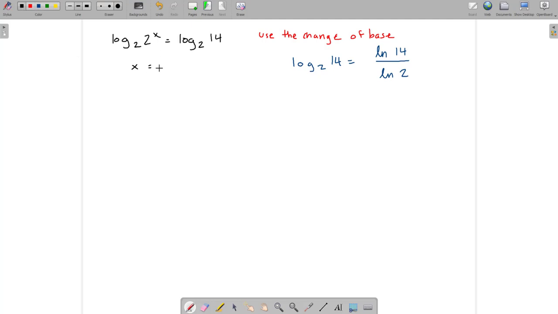Alright, so that's what we have on the right hand side. X equals natural log of 14 over natural log of 2. And we have a natural log button on our calculator, so we can go ahead and plug that in. So let's do that. Natural log of 14 divided by natural log of 2. And remember to always round at the very end, if you can, to get the most accurate answer. So then this equals 3.807, rounded to 3 decimals.